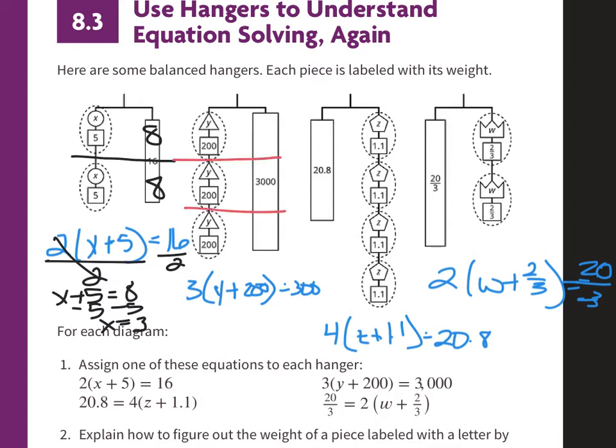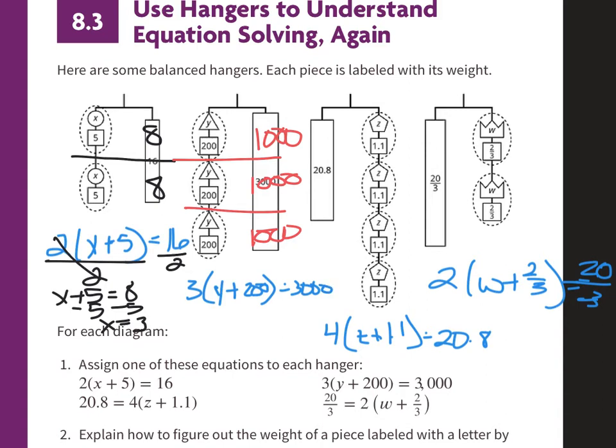Okay, the second one, there are 3 groups, so I'm going to break this up into 3 sections. 3,000 divided by 3 is 1,000, so each one of these is 1,000. Okay, so I have y plus 200 equals 1,000. Well, what plus 200 equals 1,000? 800 plus 200 equals 1,000. Should be another 0 there.